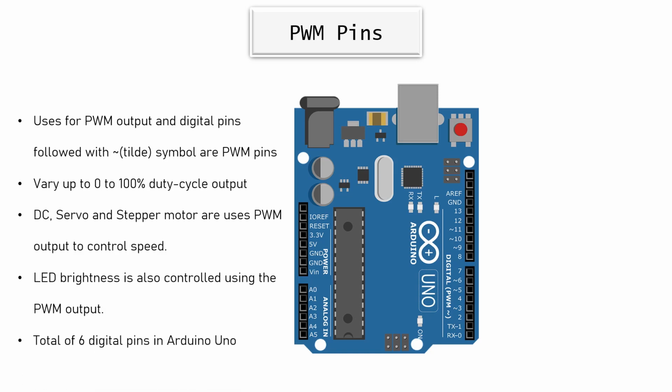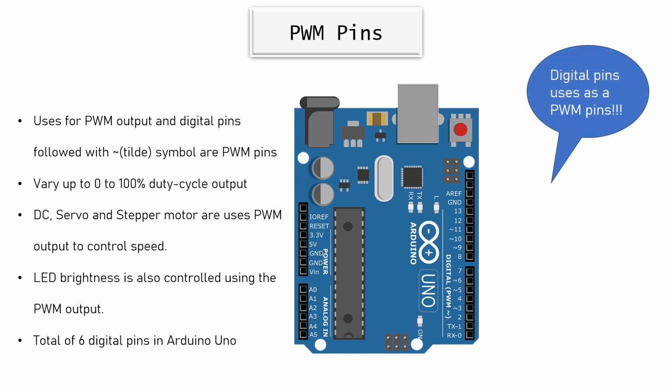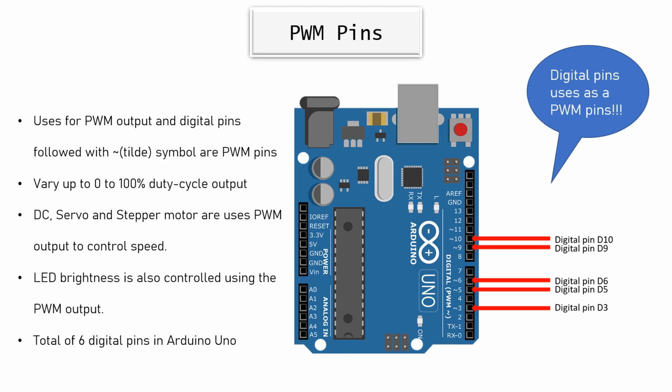Let's see all digital pins which have PWM features. Digital pin D3, digital pin D5, digital pin D6, digital pin D9, digital pin D10 and digital pin D11 have PWM features.